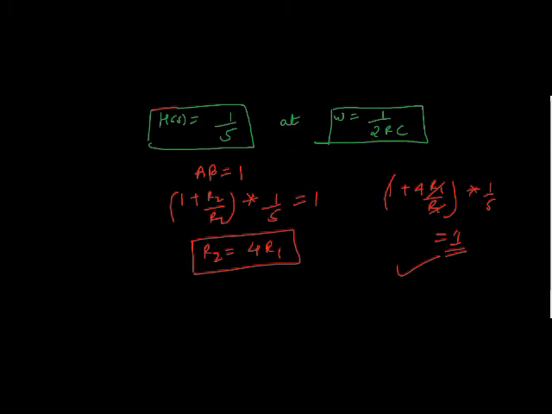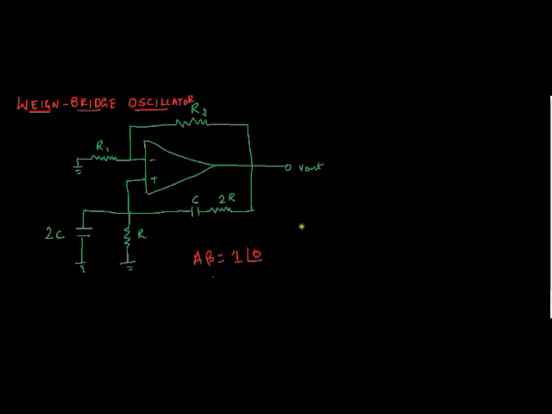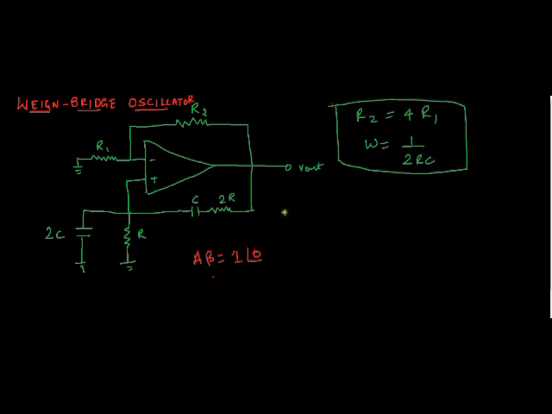So we will summarize this. So for this circuit to oscillate, that is, for sustained oscillations, we need to have the design values in this manner. R2 should be 4 times R1, and if R2 is 4 times R1, then the given circuit will oscillate at omega equal to 1 by 2RC. So this is the necessary condition for the given circuit to oscillate, after following the Barkhausen criteria.